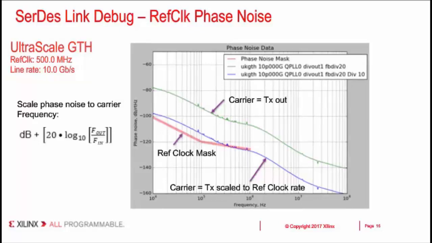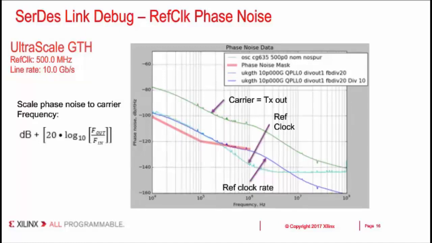There's usually a mask involved with selecting the reference clock. And we notice in this case when we make the measurement that the converted phase noise actually exceeds the mask that was specified for the reference clock. If we measure the reference clock directly, which is the additional light blue trace here, we see that at low frequencies, the PLL is actually tracking the reference clock. So that seems to be the cause of being above the phase noise mask.